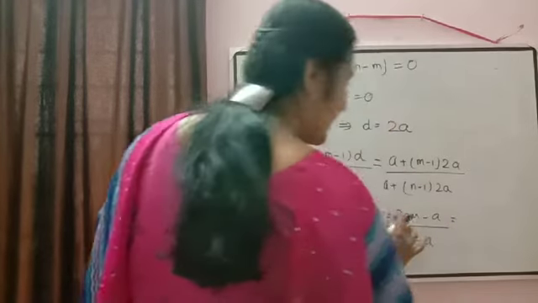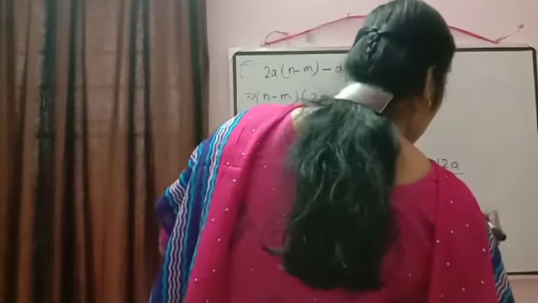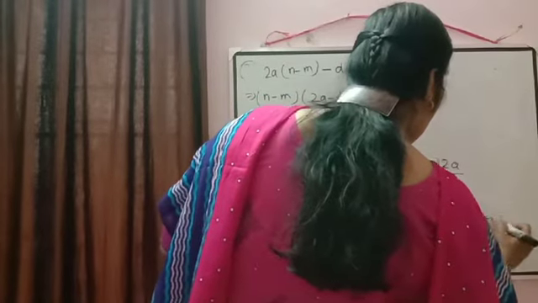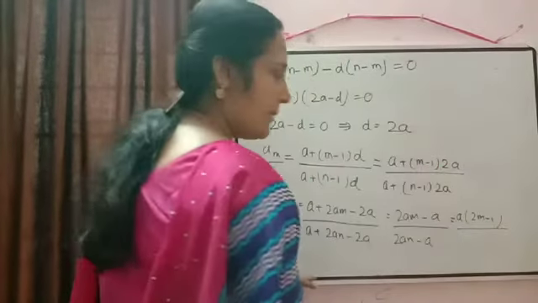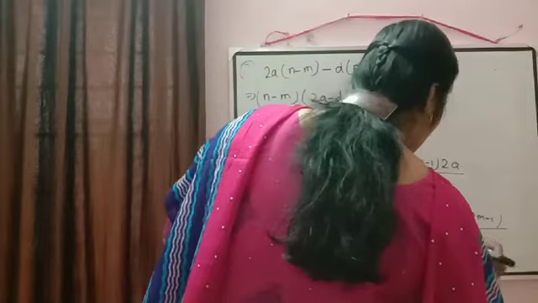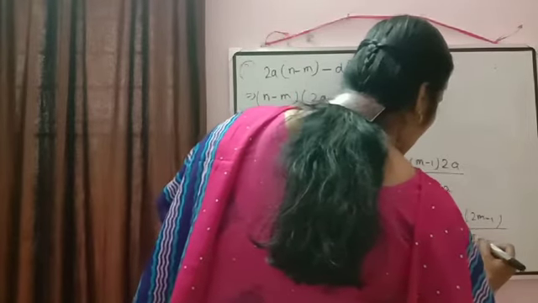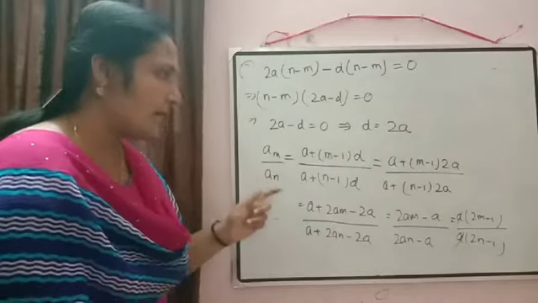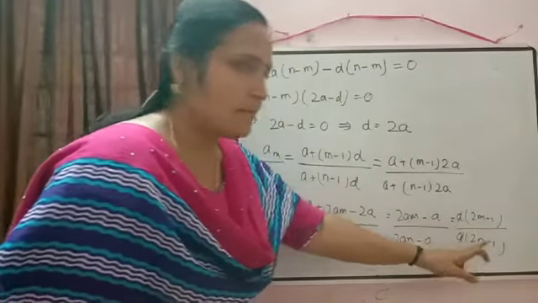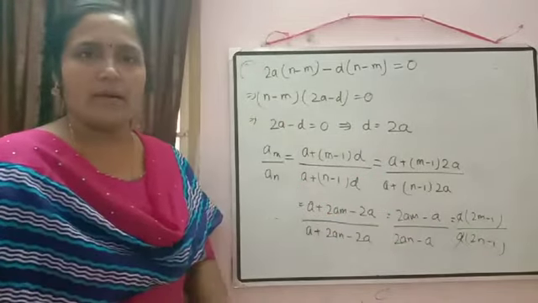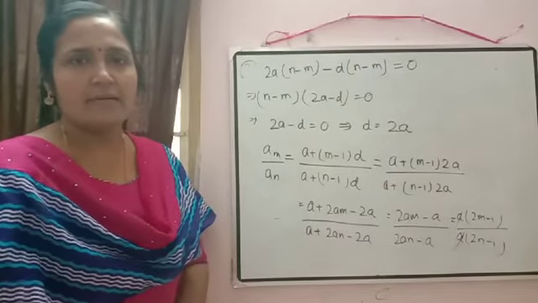What is common here? a. So a taken outside. Inside the bracket remaining it will be 2m minus 1. Similarly from denominator also a taken common. So a and a will get cancelled. We will get the ratio as 2m minus 1 by 2n minus 1. So I think this question is clear.